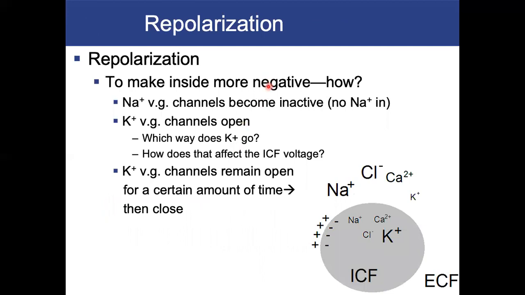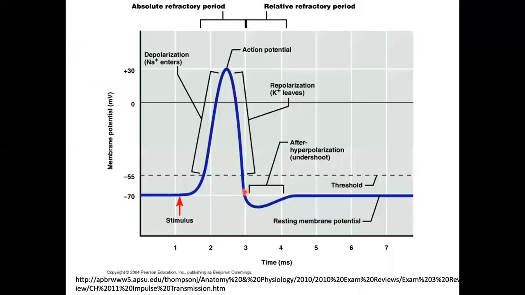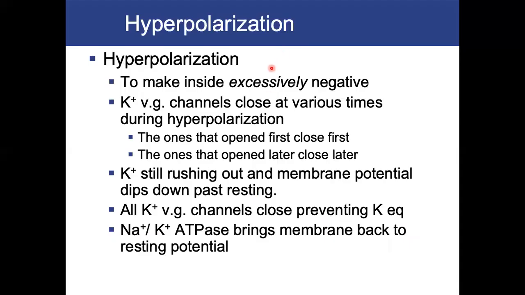It makes inside more negative, right? Potassium voltage gated channels open. They're going to stay open for a certain amount of time and potassium rushes out. Then we're at hyperpolarization. So what happens at hyperpolarization? It's to make inside excessively negative. Potassium voltage gated channels close during hyperpolarization. Potassium is still rushing out and the membrane potential dips down past resting.